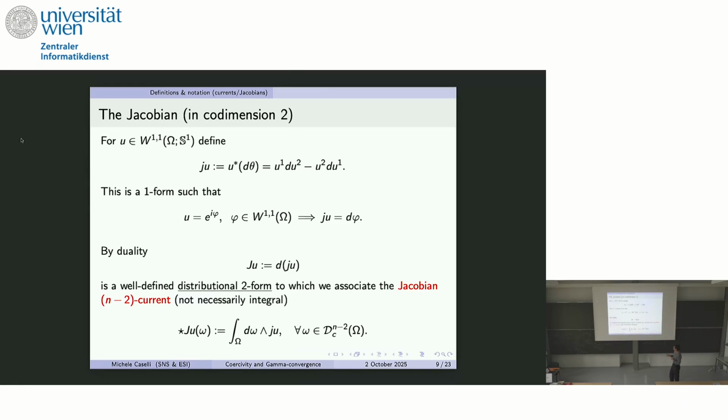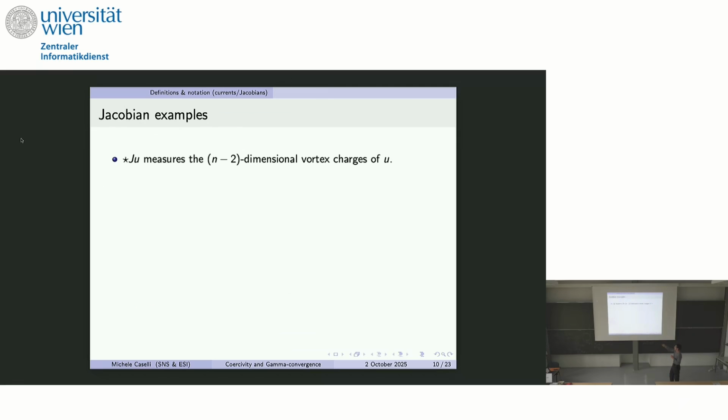Okay, now I will tell you some examples of what this measure, which is an n-2 current, does, for some maps. So first, star Ju, the Jacobian of U, measures the n-2 dimensional vortex charges of U. So you can think that this current is essentially zero, okay? So I think it's useful to keep in mind the following, that if U is smooth, I'm not sure if this is misleading or not, okay, it's fine.